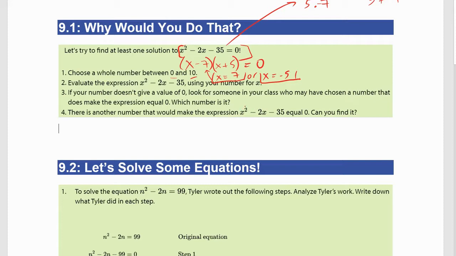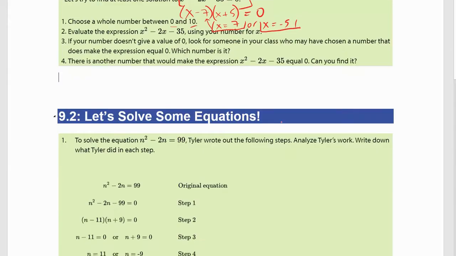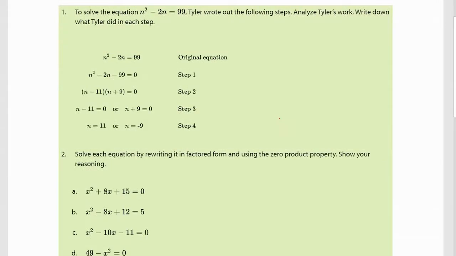All right, so that's probably a much easier way of doing it. I think they wanted you to do a table and the whole bit, but due to distance learning, this is probably the best way to operate based upon what we already have done. All right, let's solve some equations. I love the exclamation point.